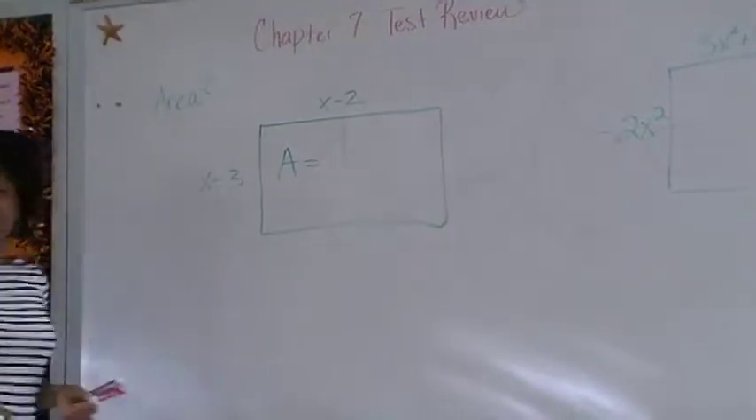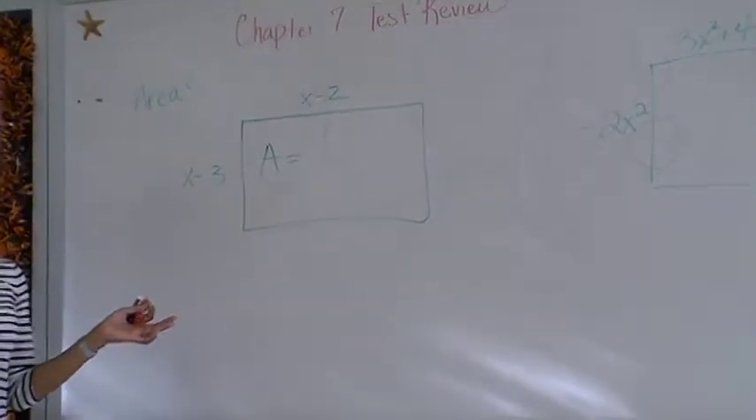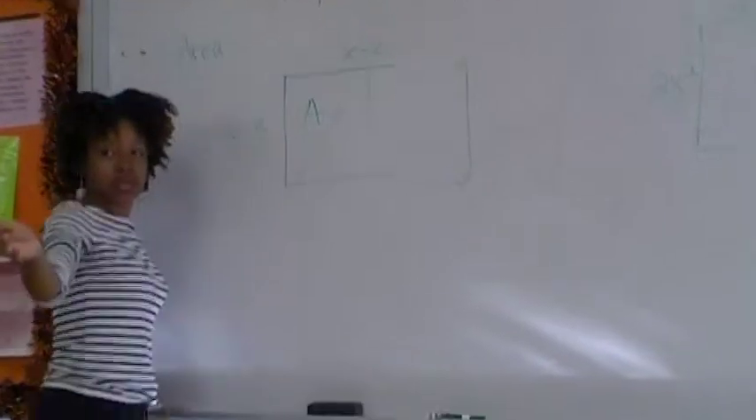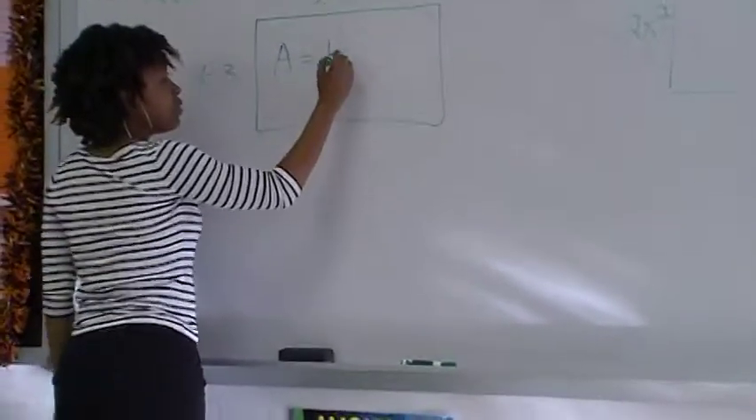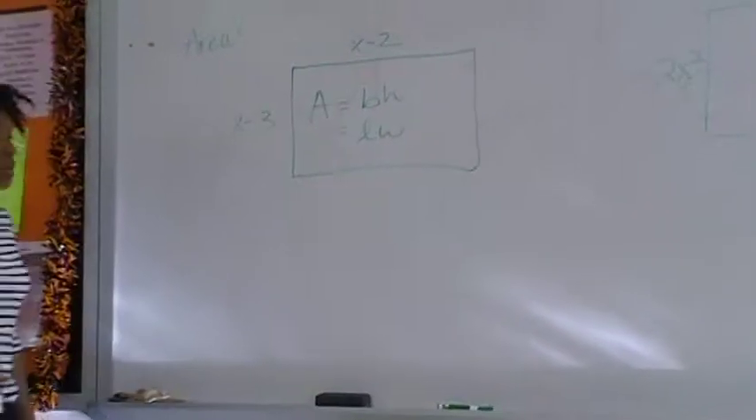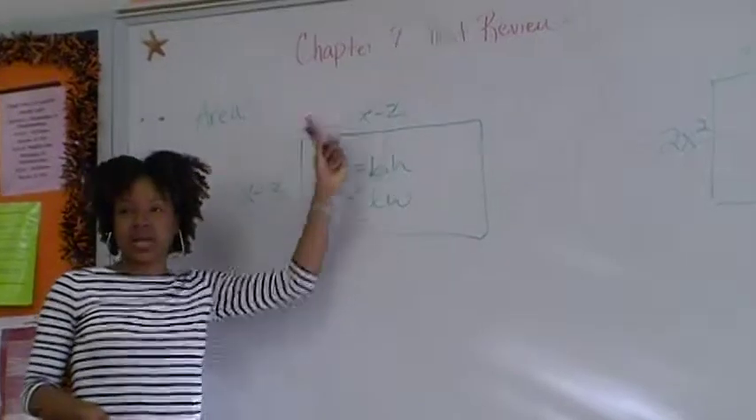Okay? So now, if you want to find the area of a rectangle, what's the formula? You'll have a reference sheet, but this one you should know. What's the area formula for a rectangle? Base times height, or another way of saying it is length times width. Both are correct. So all you have to do is multiply the two sides.